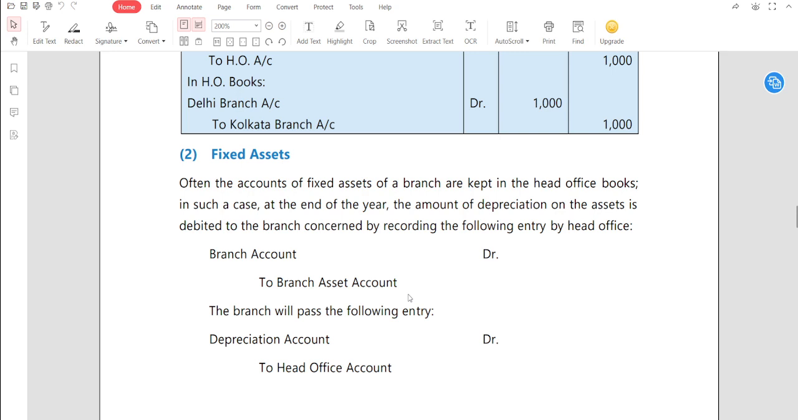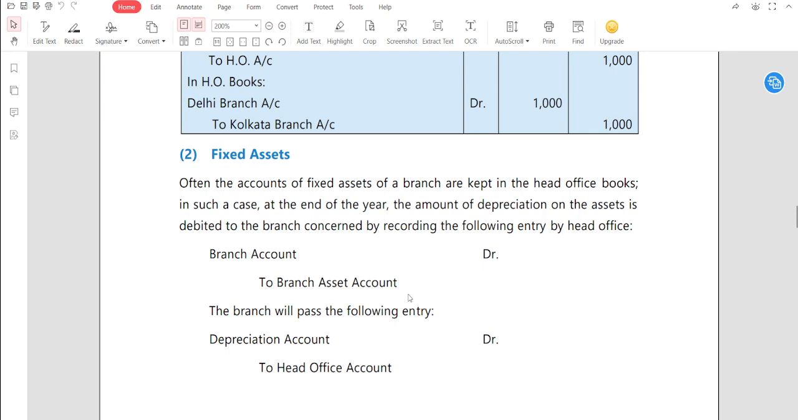So branch to branch asset account, and the branch will make the journal depreciation to HO. Pretty similar, because in that case, branch asset is credited because branch asset value is decreasing. Branch is debited because branch is treated like a debtor. Branch is typically treated like an expense. You can also say it's like a debtor. So in the branch account they are debiting, and branch asset account is credited.